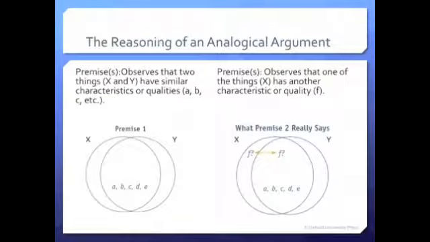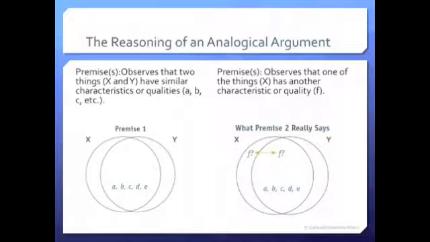Now, we've looked at the framework of an analogical argument, but let me explain a little bit more about how the reasoning of an analogical argument works. What the first premise does is establish that there are various similarities between two things that are being compared. The point of establishing these similarities is to suggest that the categories of the two things being compared, in our diagram here, X and Y, may actually overlap with each other.